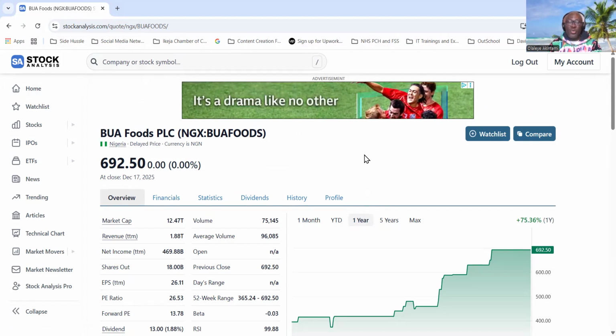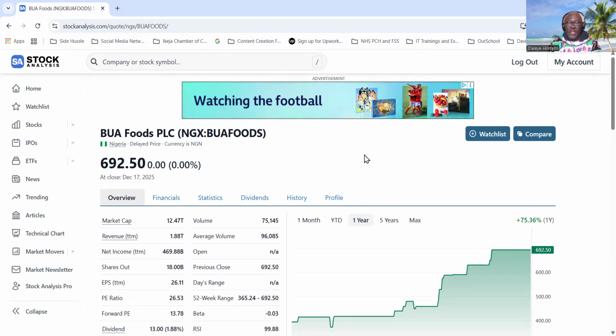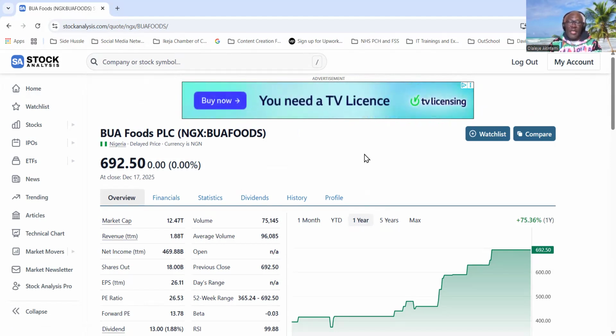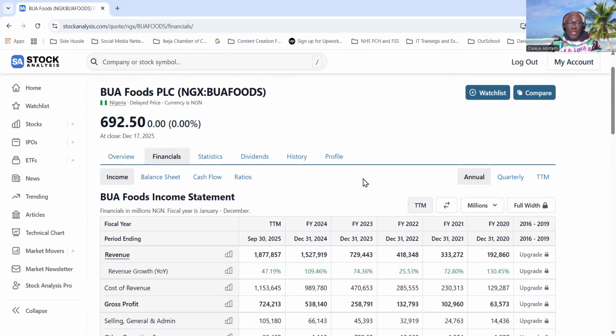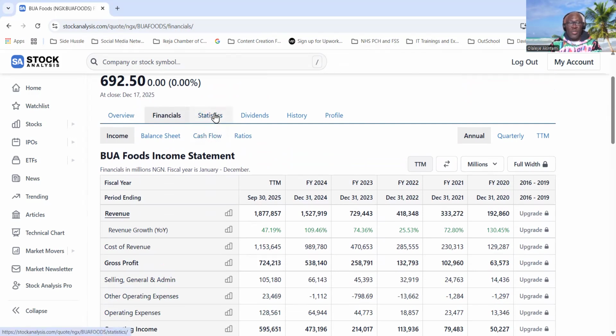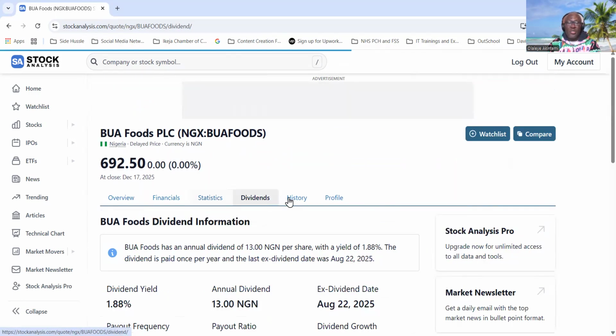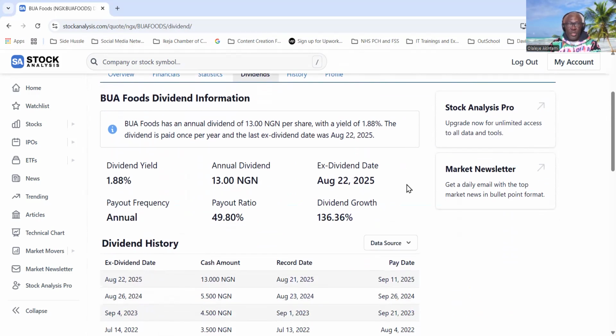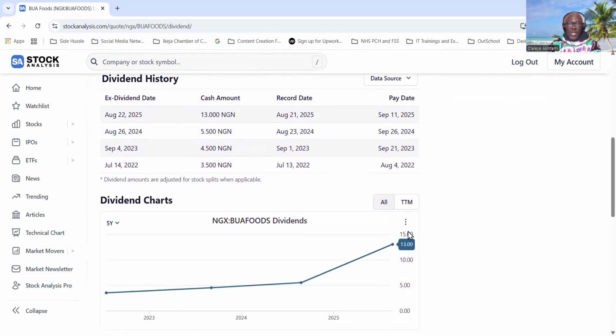For me to be able to do an analysis of my stocks, it is better that I add more stocks, because I can analyze one stock, but it's better to add more so that I can compare them. But using one stock, let me just quickly show you what you can do with each stock you enter. So you can see this is the current price of Boa Food PLC. You can look into the financials of this company. You can look into the statistics. You can look into the dividend history of this stock.